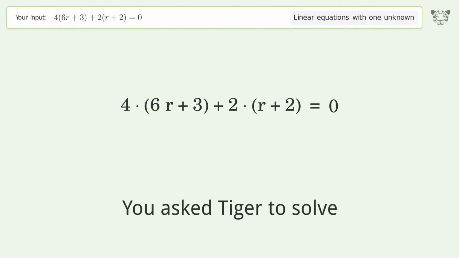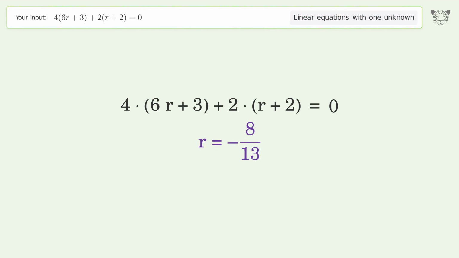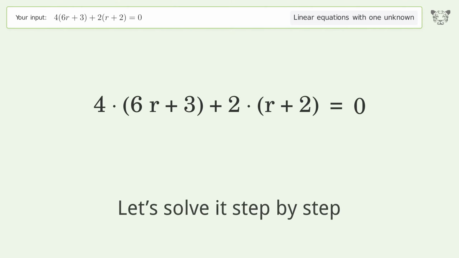You ask Tiger to solve. This deals with linear equations with one unknown. The final result is r equals -8/13. Let's solve it step by step.